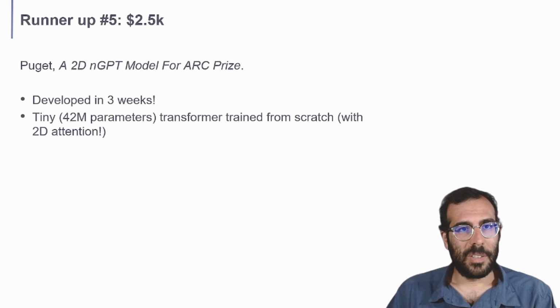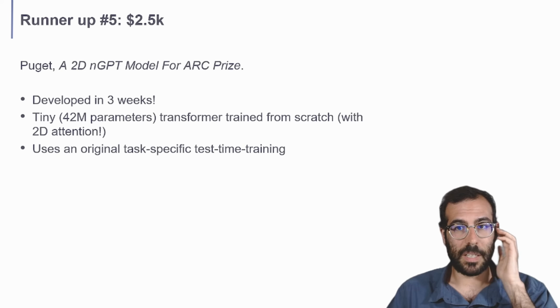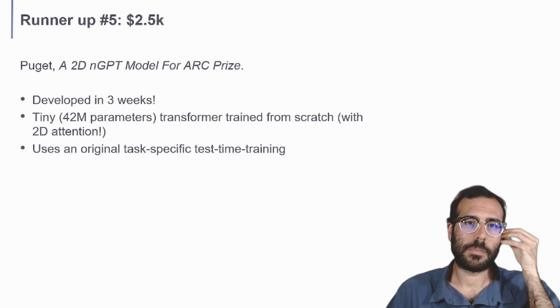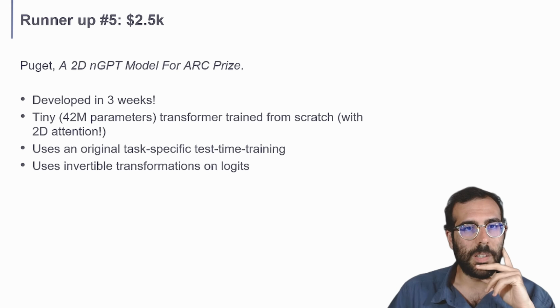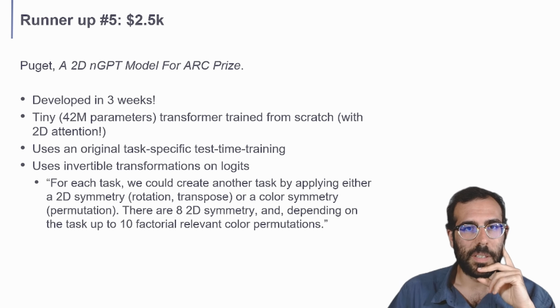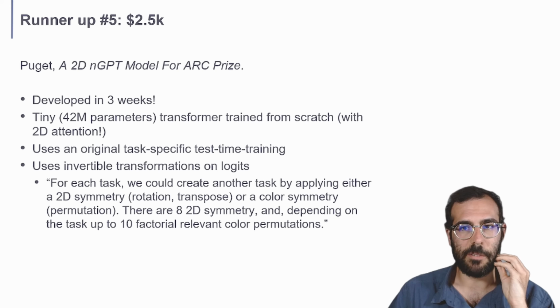So this model uses a tiny transformer, 42 million parameters, trained again from scratch. And the main innovation in this paper is that they use 2D attention, so a kind of interesting attention mechanism. It also uses the original test time training strategy, and also invertible transformations. So this is an idea similar to the ones we've seen before, where you use transformations that kind of keep the solution.